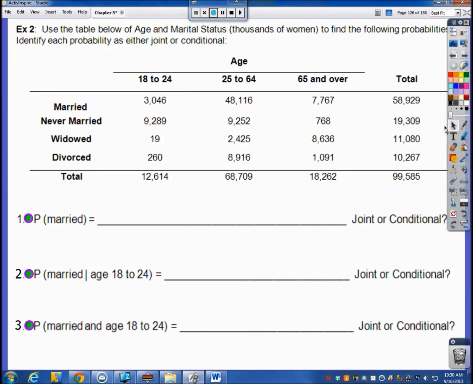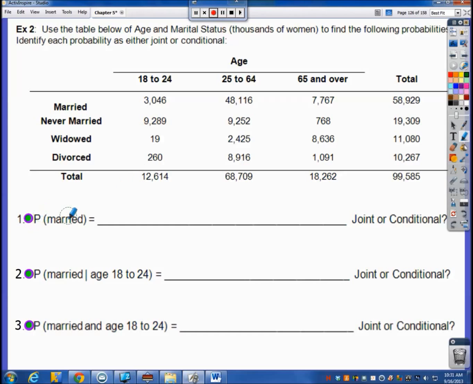So now let's look at a table here. We're going to talk about joint versus conditional probabilities, if there is a difference there. And we're going to calculate some probabilities based on a table. So we're talking about marital status versus age of women again. This is an example we've used previously.